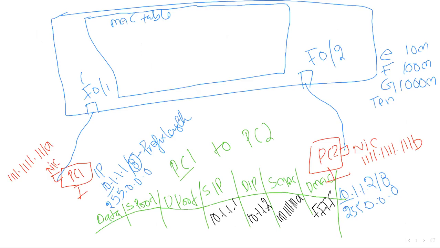Here I'm writing completely F, which is the broadcast. And PC1 is sending from port number F01. Let's say you both are systems connected to me, as I am a switch.